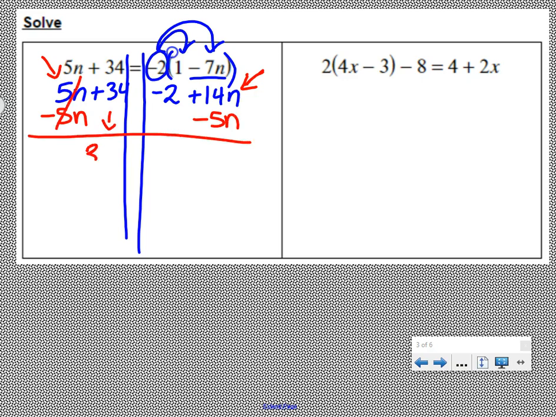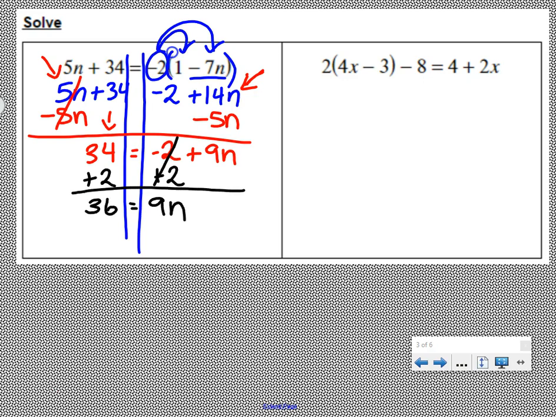Bring down the 34 equals -2. 14n minus 5n is 9n. Get the -2 over to join the 34 by adding 2 to both sides. We have 36 equals 9n. Lastly, divide both sides by 9. Undo this multiplication here, and we have n equals 4.